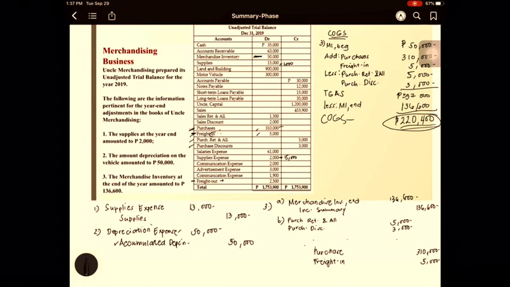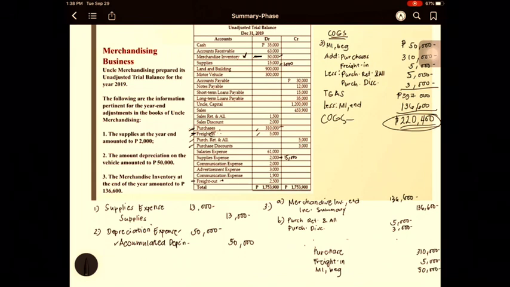Alright, now the next thing that you have to do after closing the temporary accounts is to reverse also the amount of your merchandise inventory beginning. The amount of your merchandise inventory beginning is 50,000 pesos. Take note of this. To close it, if the merchandise inventory beginning is originally debited, we therefore have to credit it this time. So you have your merchandise inventory beginning to be credited for the amount of 50,000 pesos.